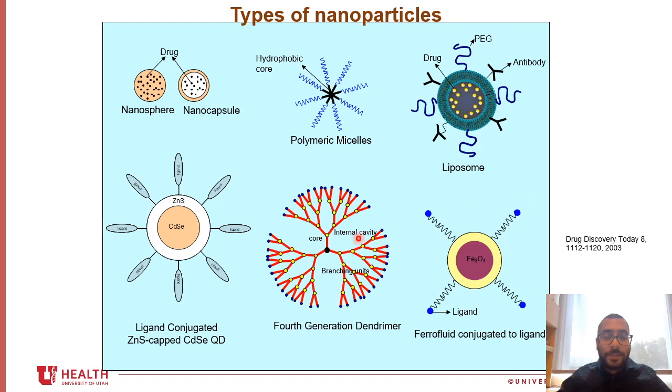You also have examples like fourth generation dendrimers. You have a core of the dendrimer and the surface of the dendrimer. You can incorporate drugs inside the core, in the internal cavity of the dendrimer, or you can incorporate drugs on the surface, which we call surface modifications. Then there's the example of a quantum dot, where you use a zinc sulfide shell and ligands over these shells. This quantum dot is used for imaging, where if you deliver these quantum dots, you can image them at different wavelengths.